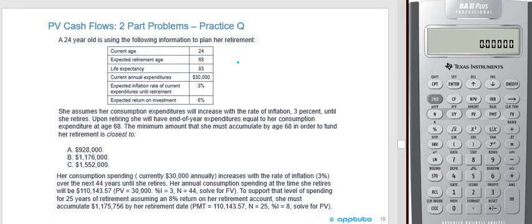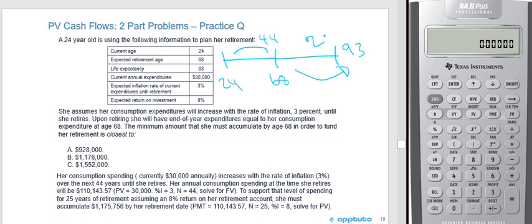Okay, this is a nice little two-part problem that's more typical of the type of question you'd see on a CFA exam. So you can see she's currently 24 years old. She plans to retire at 68. So that's 44 years from now, 68 minus 24, okay? And then she plans to be retired until 93. So 93 minus 68, that's going to equal 25 years. She plans to have a 25-year retirement.